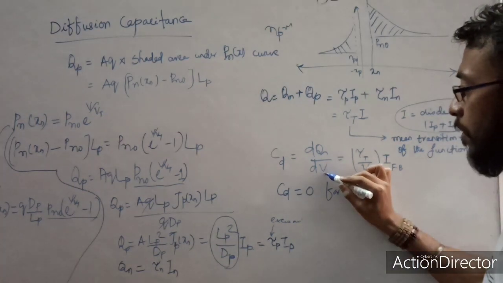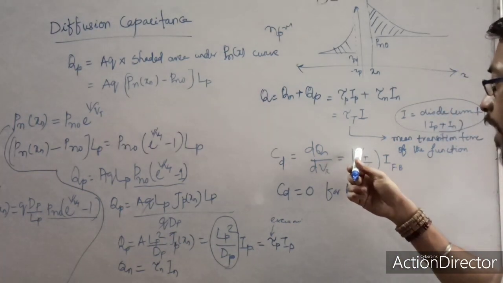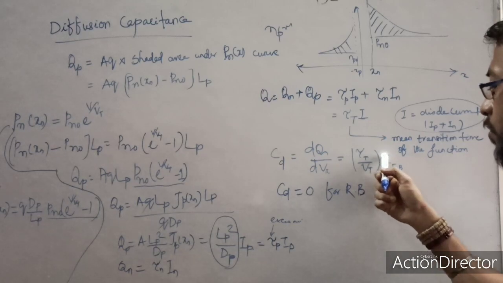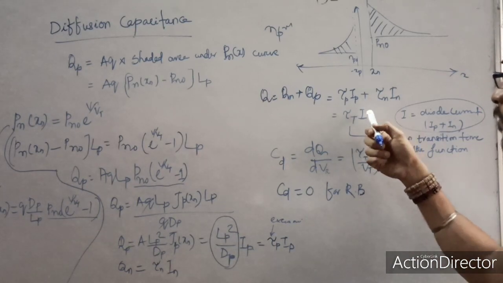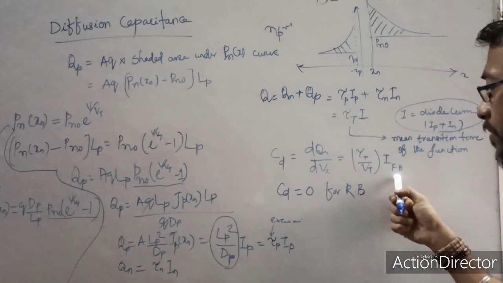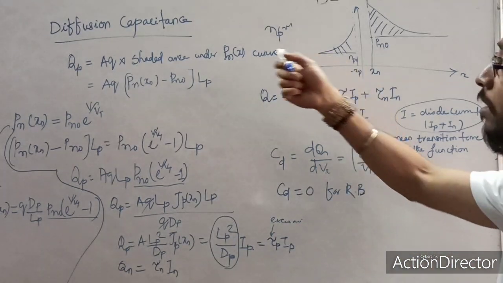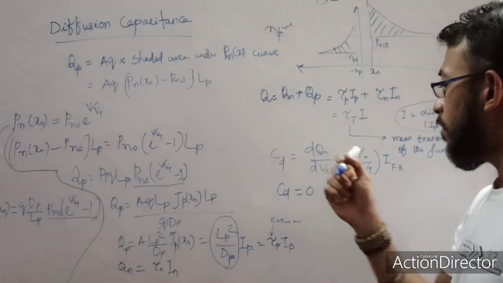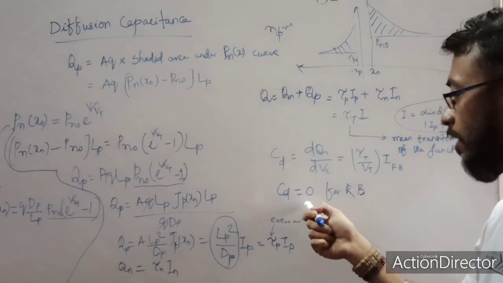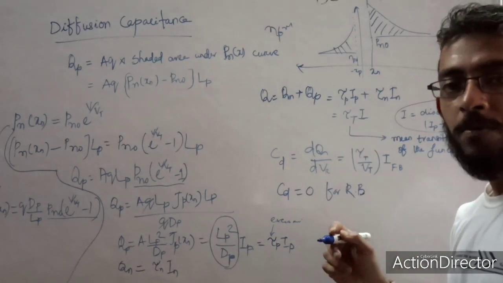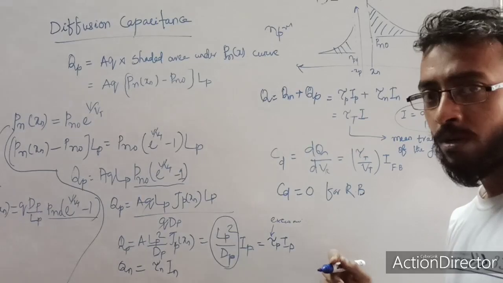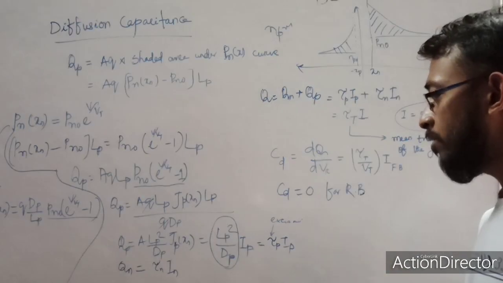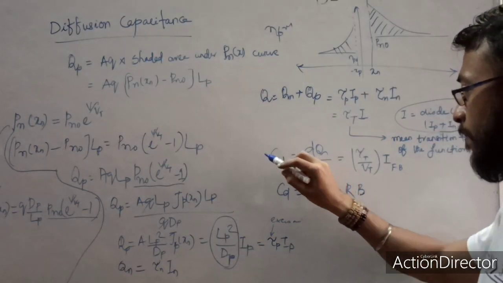This V is nothing but my VR. So tau T upon Vt into the current I get because of this forward bias current. This diffusion capacitance works for forward bias, but for reverse bias the diffusion capacitance is 0. The depletion capacitance is for the reverse bias case only. For forward bias, the depletion capacitance will be 0. So this is my capacitance value at forward bias.